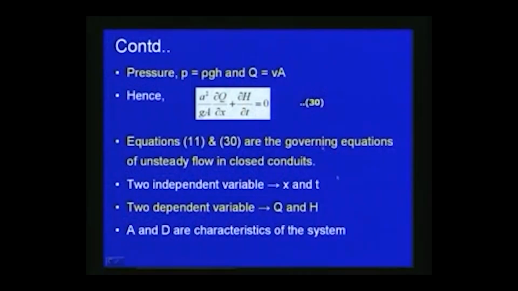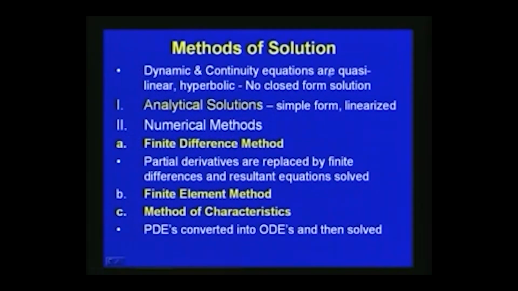Now, to solve these equations, when we are analyzing transients in the pipeline system or closed conduit systems, the governing equations which we have derived are partial differential equations, like the continuity equation, equation number 30, and the dynamic equation, number 11. So, to get a closed form or analytical solution is difficult. The dynamic and continuity equations are quasi-linear, hyperbolic.